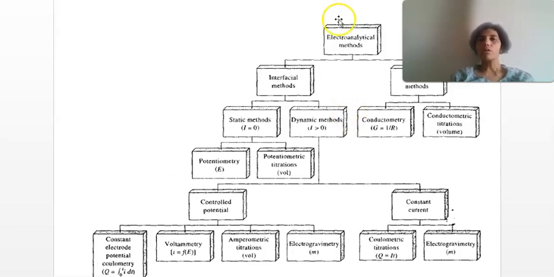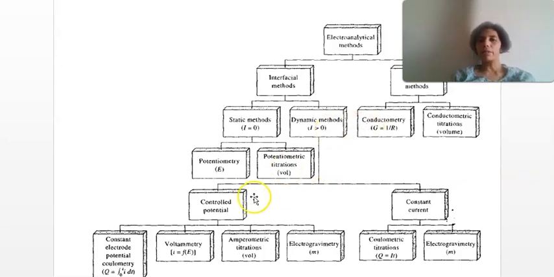Okay, so electrochemical methods are basically two: interfacial methods and bulk methods. Bulk is conductometry or conductometric titrations. Interfacial is static and dynamic. In case the current is zero, it is potentiometry or potentiometric titrations. Potentiometry means you are just calculating the potential of that particular solution. And if you are titrating between a base and acid and trying to understand the end point of this, then it is potentiometric titration.